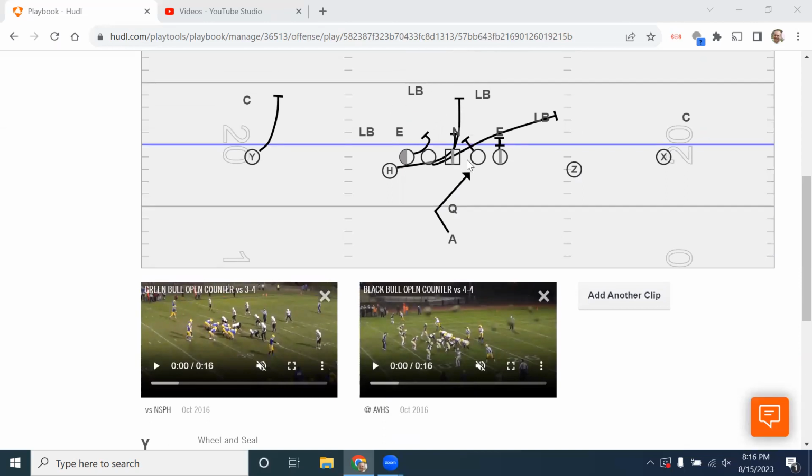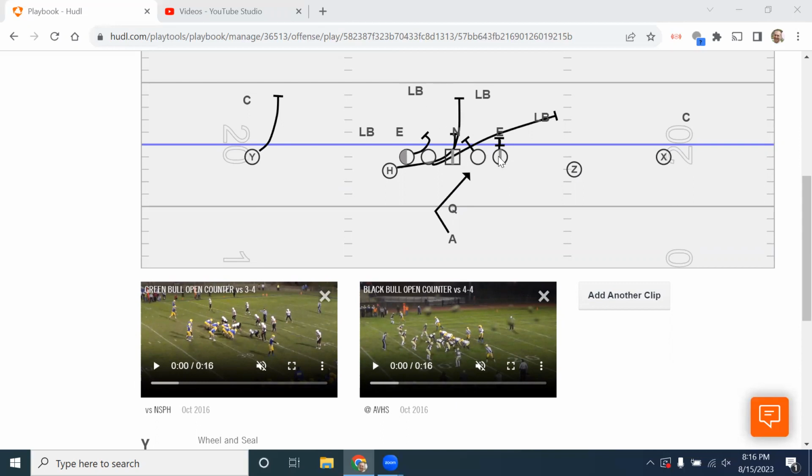So this time the center and the guard are double teaming to the backside backer, the first backer inside. So the center would ID this backer as the backer that he's working to. He would say push to number 56 or whatever number this guy is. Okay. So they know they are working to him.